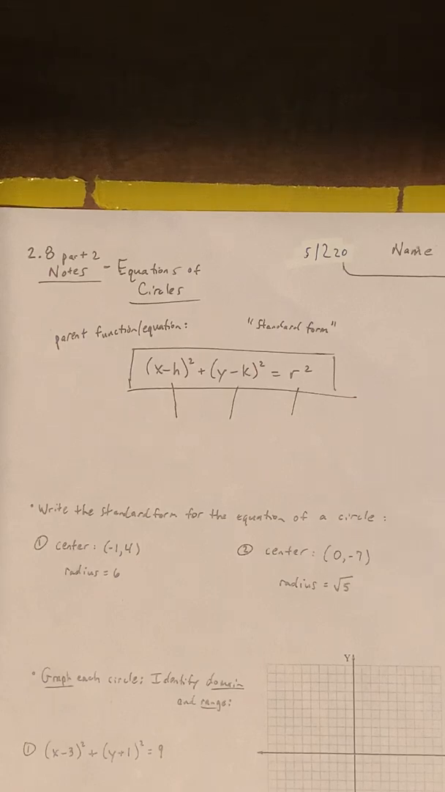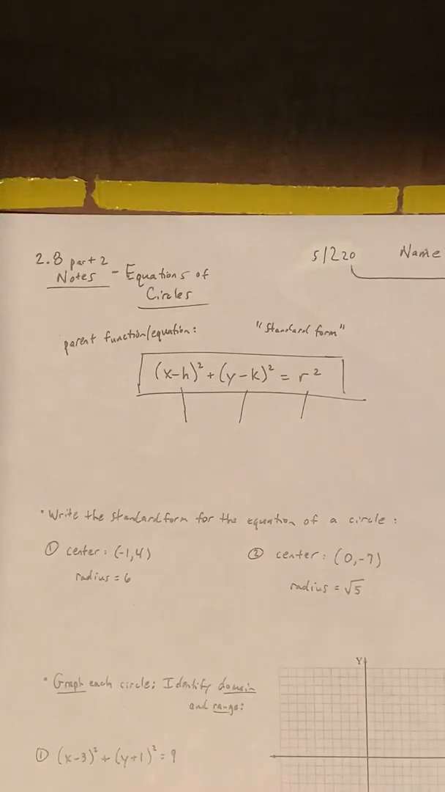Okay, hello again, everybody. Today we're going to talk about 2.8 part 2 notes. We're going to talk about equations of circles. We've talked about equations of ellipses and hyperbolas, so we're going to talk about a similar shape and a similar type of equation, graphs and equations of circles. All right, so here we go.